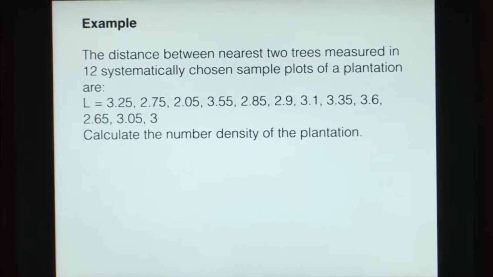To continue, let us look at one more example. It states that the distance between the nearest two trees was measured in 12 systematically chosen sample plots of a plantation. So, here we have 12 samples, so m is equal to 12, and we have the nearest two trees. We are given these distances L as 3.25, 2.75 and so on, and we are required to calculate the number density of the plantation.